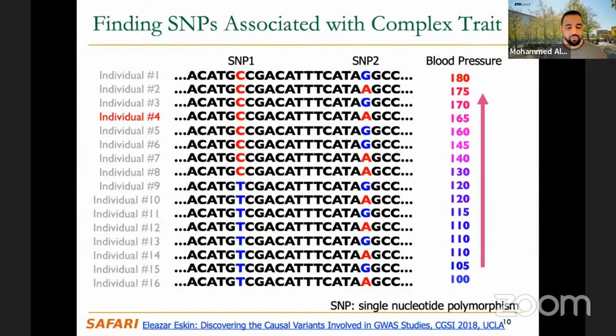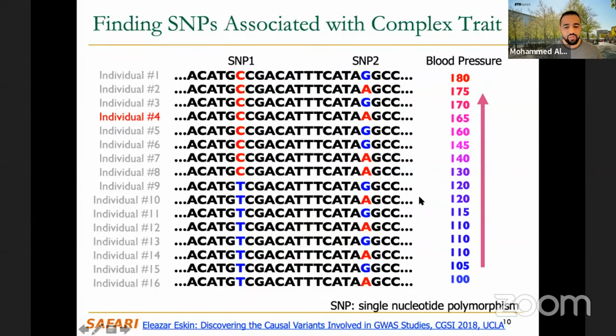Okay, so now about the population scale analysis. We have a bunch of individuals here, 16 individuals. Each individual has their own DNA. This is just a small portion of the DNA. And now we know that all of them have blood pressure. Some of them have healthy blood pressure. Some of them have unhealthy blood pressure.